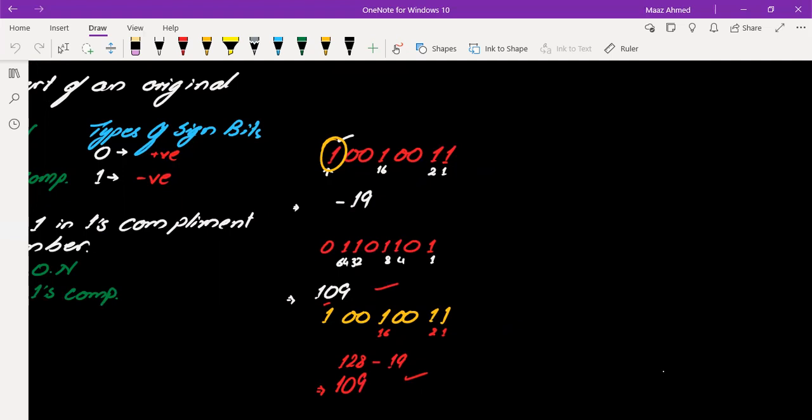Guys, am I clear till this point? Yes, sir. So can you tell which equation you're talking about? I am saying that this minus 19 was converted to the positive format, getting the number 109. Are you clear with this point? Yes, sir. Okay.